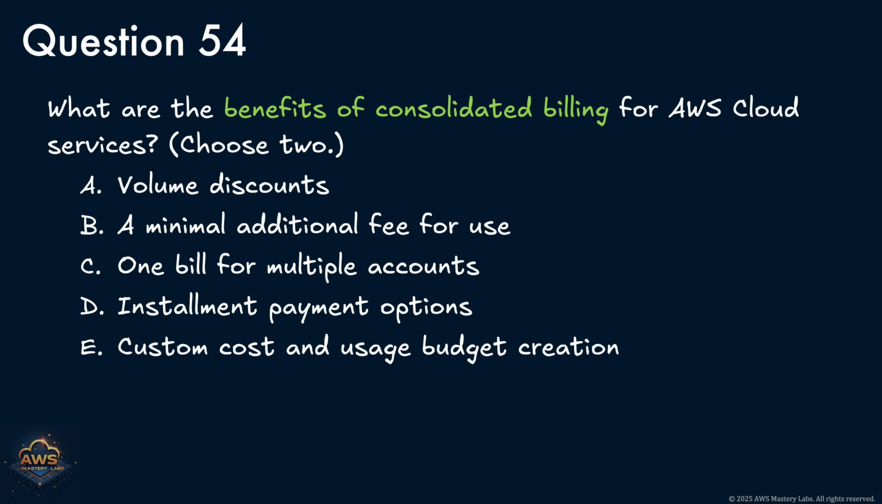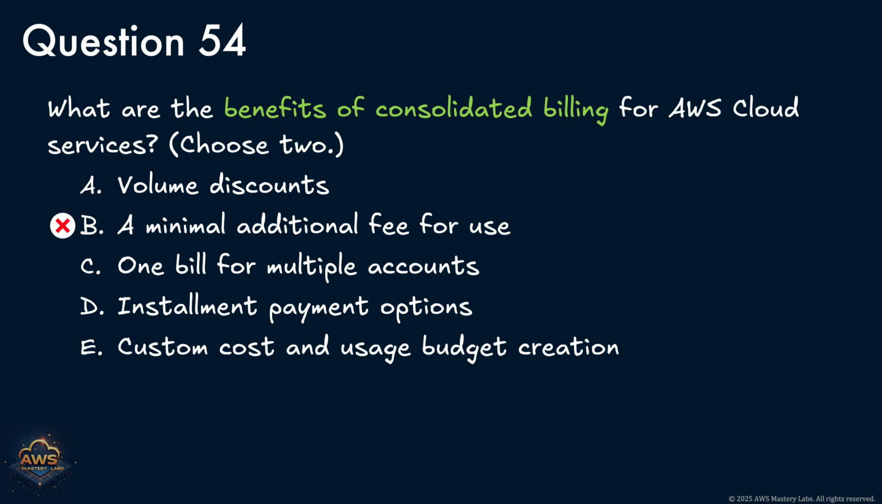Choose 2. Let us identify and interpret key phrases in the question that will help with answering it. The key expression here is benefits of consolidated billing for AWS cloud services. Consolidated billing is a feature of AWS Organizations designed to streamline financial operations across multiple AWS accounts. The question is specifically looking for the benefits that this feature delivers, not just generic AWS billing capabilities. So we must focus on what consolidated billing actually does. Does it reduce cost, simplify the bill, affect budget controls, add fees? The goal is to identify which listed features are native outcomes of using consolidated billing.